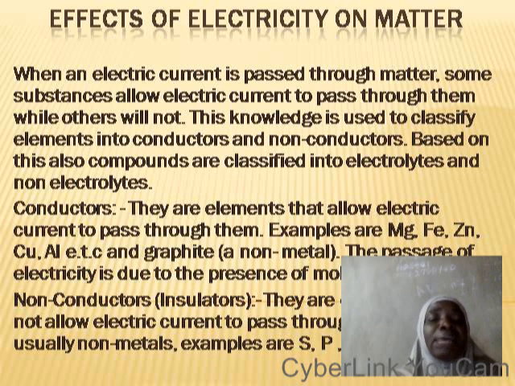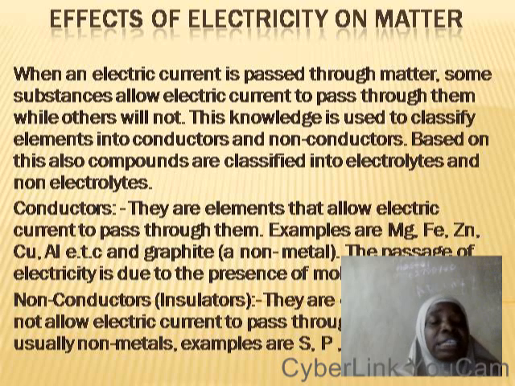Conductors are elements that allow electricity to pass through them because they have free mobile electrons. Examples are magnesium, iron, zinc, copper, aluminium, etc. And then we also have a non-metal, which is graphite, because it has mobile electrons, and that is why it is also able to conduct electricity.